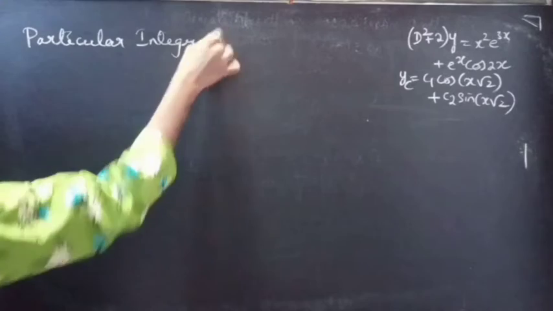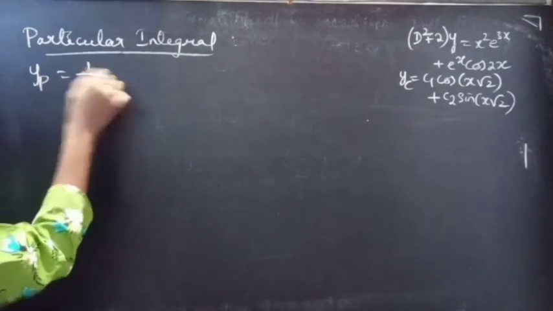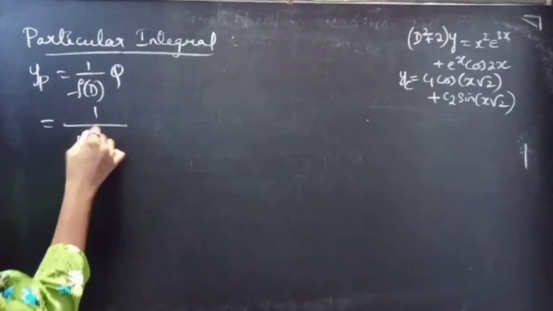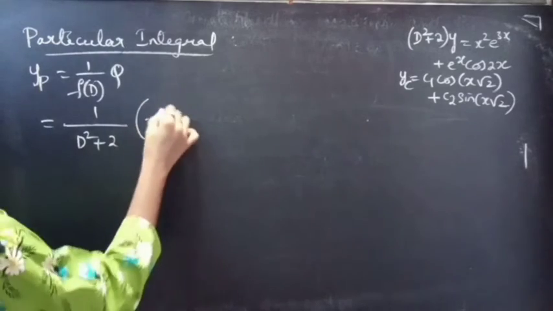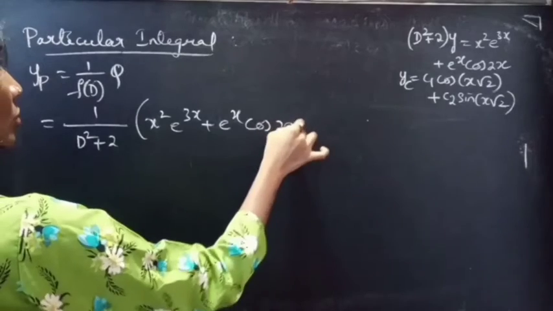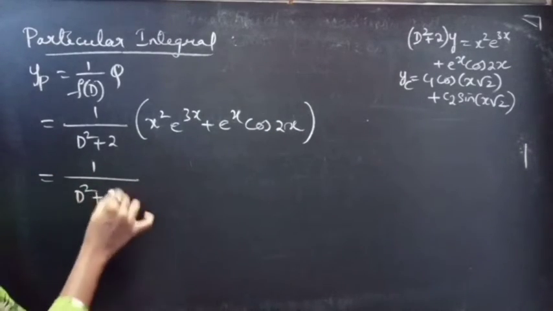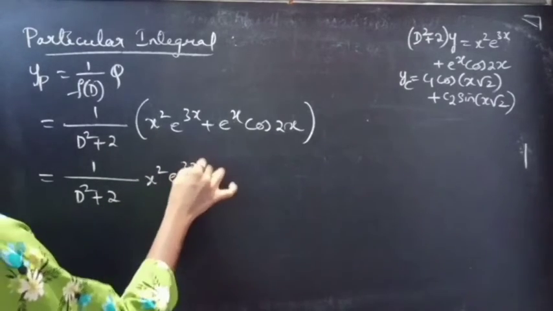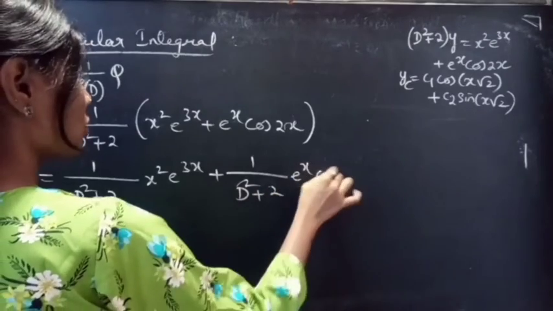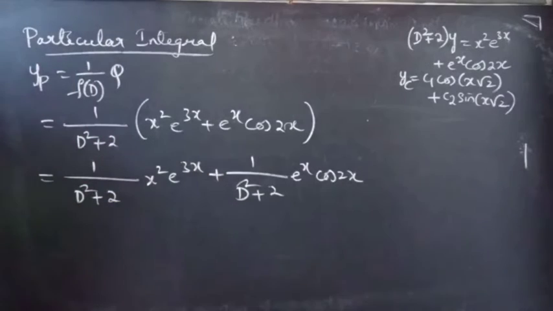Particular integral. We'll find the particular integral using 1 by F of D into Q. We have F of D and Q, where F of D is D square plus 2 and Q is x square e power 3x plus e power x cos 2x. This equals 1 by D square plus 2 into x square e power 3x plus 1 by D square plus 2 into e power x cos 2x. Now let's find each term separately.